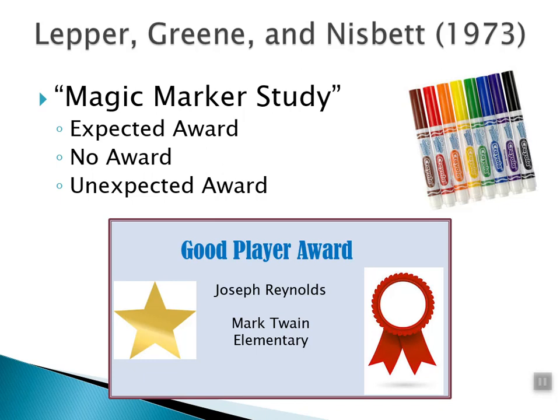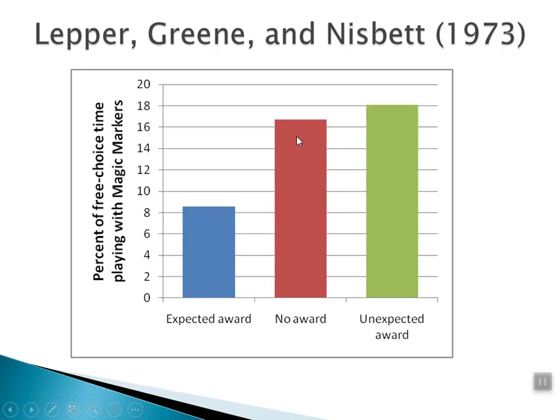What they did was they gave all the kids free time and they assessed which kids played with magic markers and when they played, for how long they played with magic markers. So if expecting an award actually had negative effects, these kids wouldn't have played with magic markers as much. So here are those data. The group who expected an award spent much less of their free time.